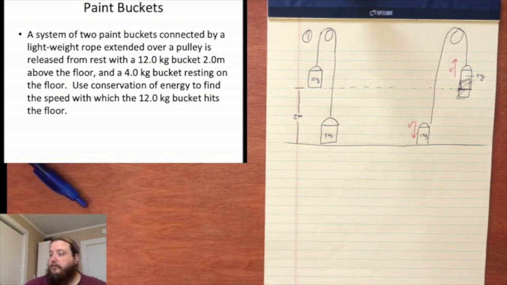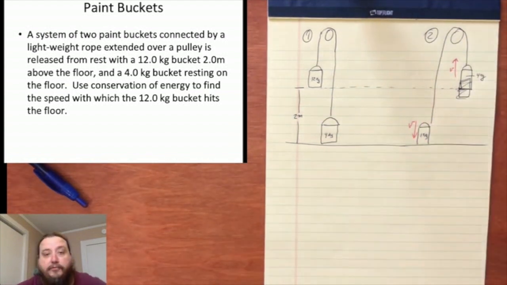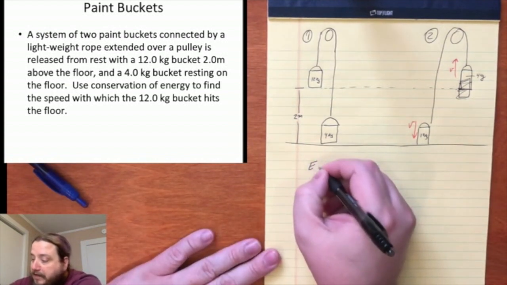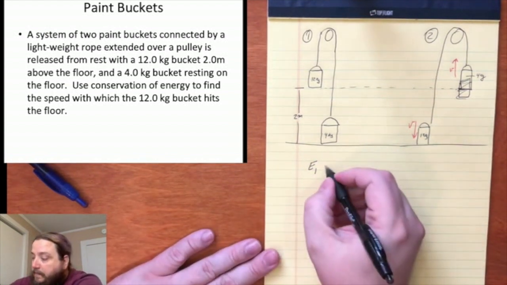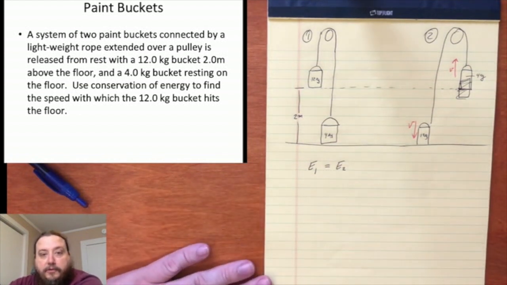Okay, so if this is our second moment in time, again, just before that bucket hits the ground, then what we should be able to say is the only force acting here is gravity. Gravity is a conservative force, and therefore we will be conserving the energy. In other words, the total mechanical energy at moment 1 is going to equal the total mechanical energy at moment 2.